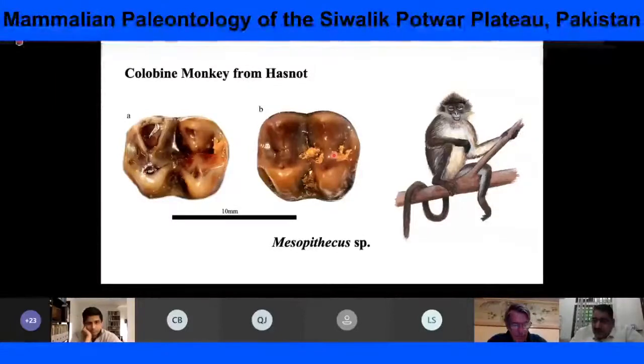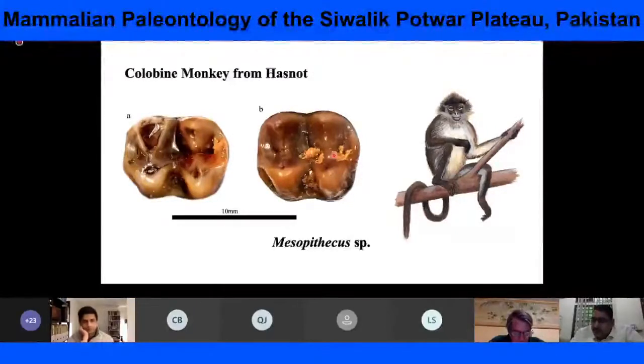The Siwalik Mesopithecus fossils are some of the most mysterious representatives of the genus because they are very fragmentary, with the remains consisting mostly of isolated teeth and jaw fragments, and because many of the fossils were collected in the late 19th century and lack detailed locality information.